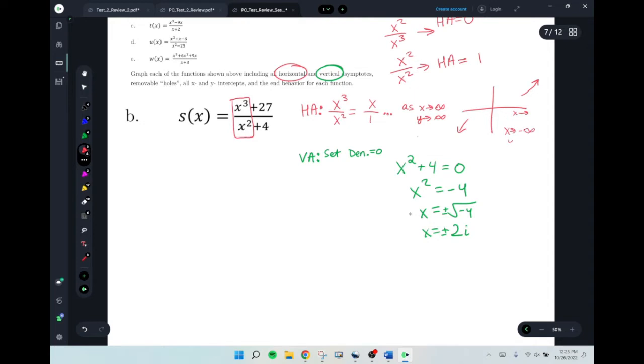As x approaches negative infinity, guess what y does? As x goes this way towards negative infinity, guess what y goes towards? Also negative infinity, because x was y in this case.